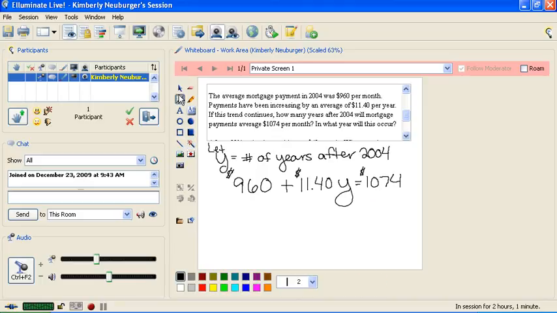So now all we have to do is solve this. First thing we need to do is move our 960 by subtracting 960 from both sides, since we're solving for our y. These cancel and we get $11.40 times our y is going to be $114. Now we just need to move this, which is being multiplied by our y, so we'll divide by $11.40.